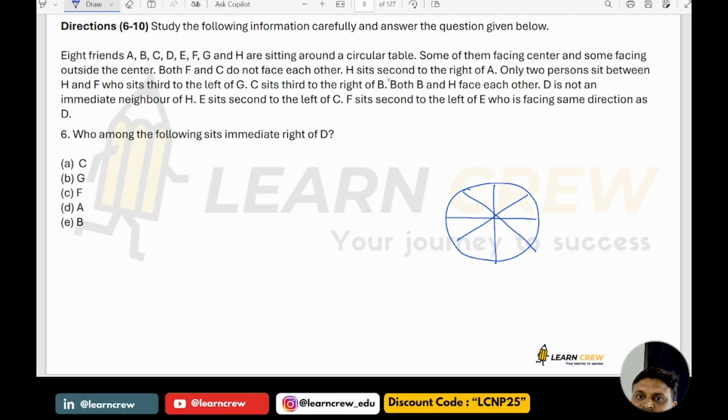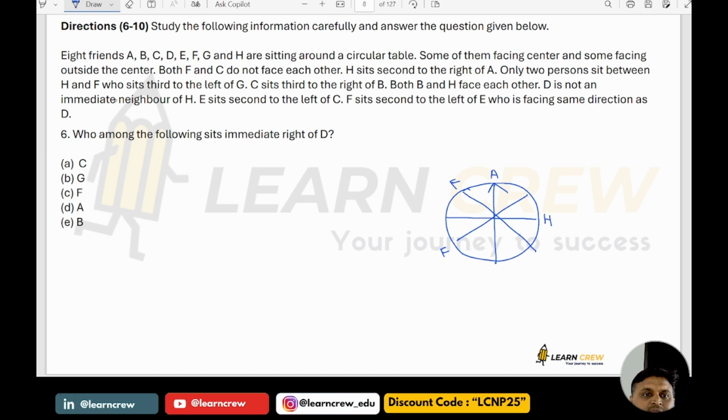Now the first one. H is second to the right of A. Different possibilities are there. A may face towards the center or A may face outward. If I am taking A here, second to the right of A, H is here. Only two persons sit between H and F, so you may get F here or you may get F here. Anything can be F, two persons are there between H and F.